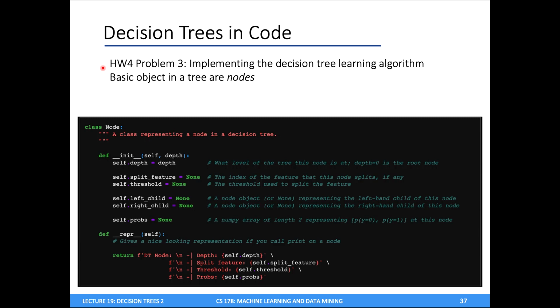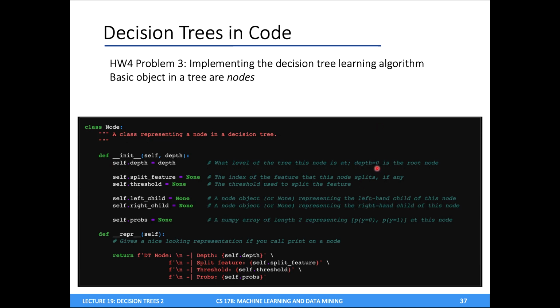So the basic object in any tree, of course, is a node object. And so we give you this class, which I call node, and each node has various attributes associated with it. So my node here has depth, which is just how far down in the tree I am. We'll use depth equals 0 to represent a root node, just a convention here.